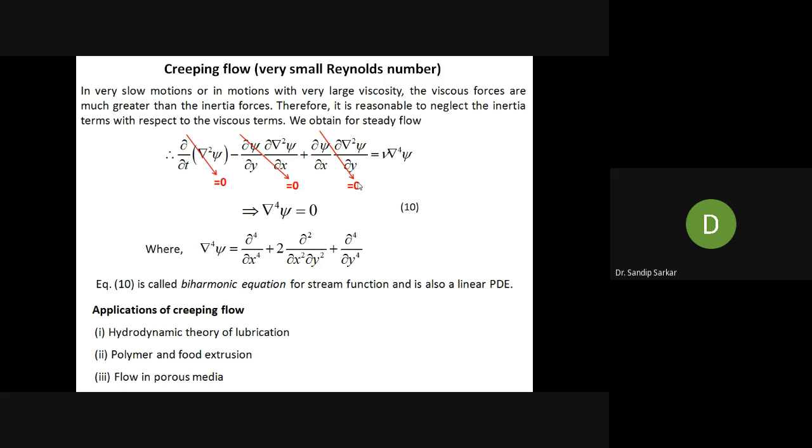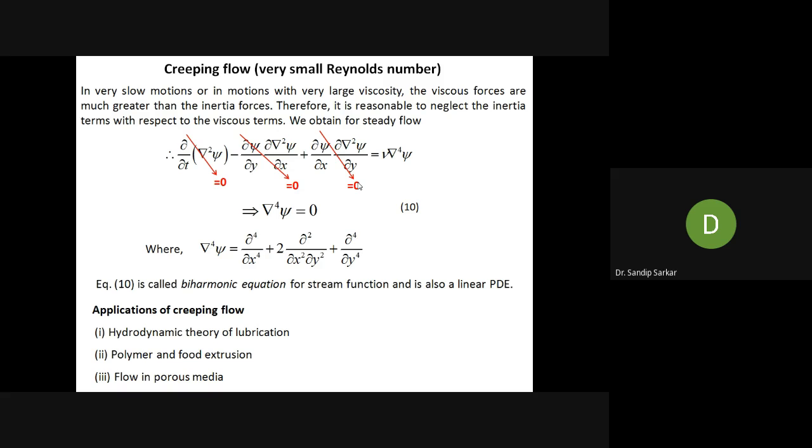You just know that in those applications, creeping flow is very much relevant. In those creeping flow applications, the Reynolds number is very small, and since the Reynolds number is very small, we can neglect the transient term and convection term in the Navier-Stokes equation. One form of creeping flow, you might be aware of this term, Stokes flow, Stokes law, Stokes drag. You know, right?